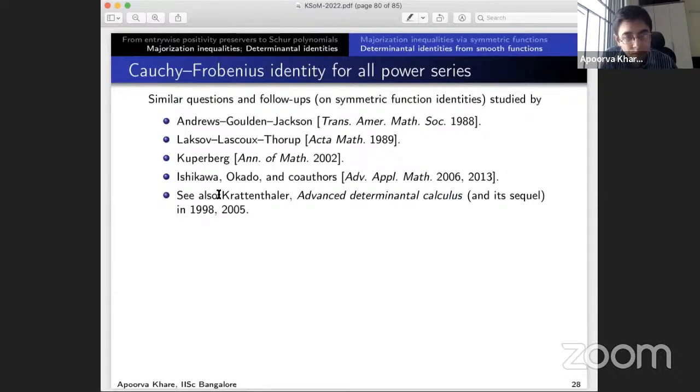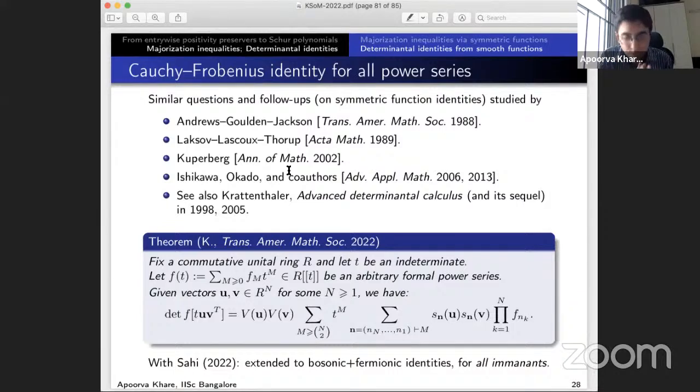At least there are even 2 beautiful survey articles by Christian Krattenthaler, where he covers some of these results and others. But the answer finally is true, and it's true completely algebraically, or it's true locally in some radius of convergence. The answer looks the same way. Take any unital ring R, take any indeterminate t, and take any formal power series f of t.